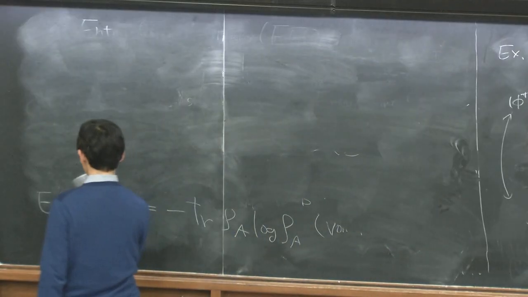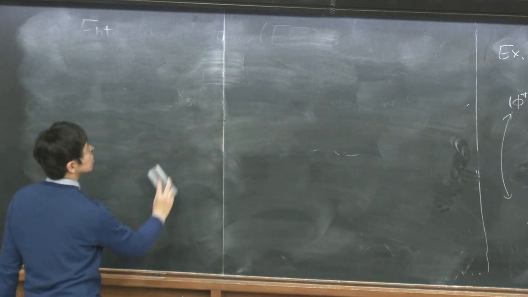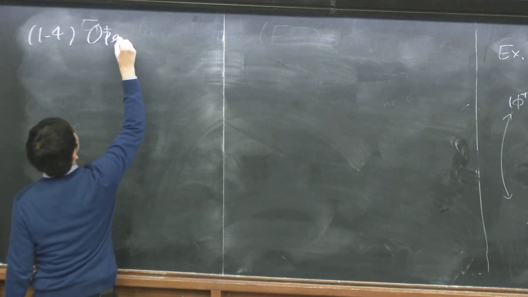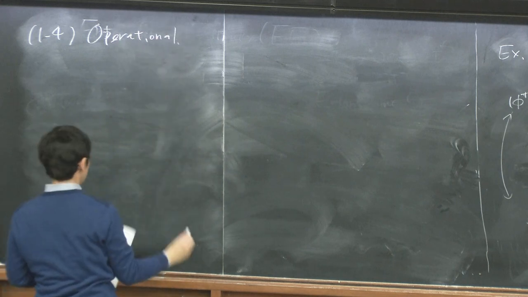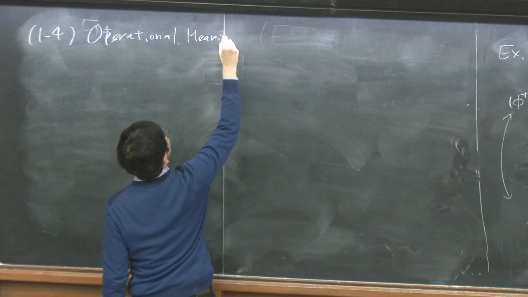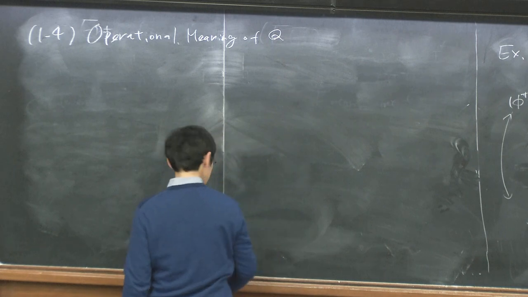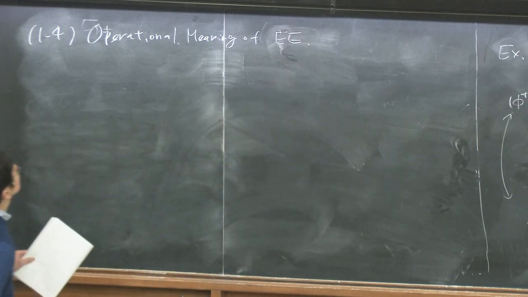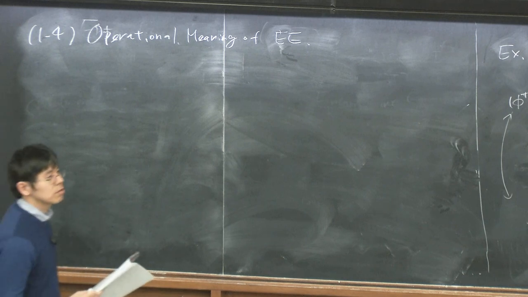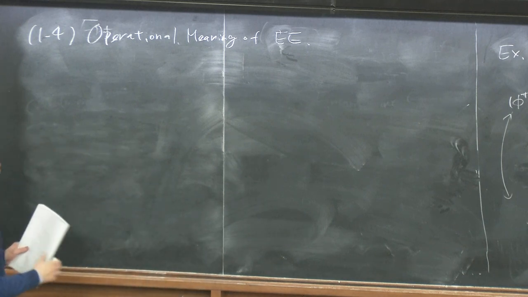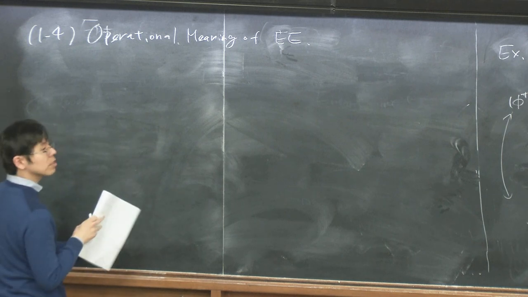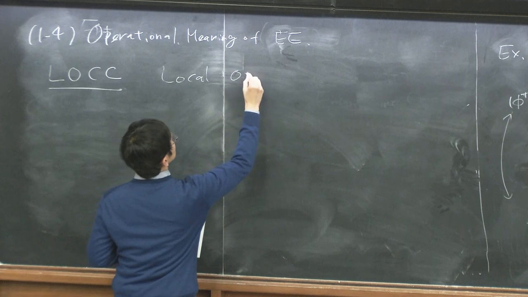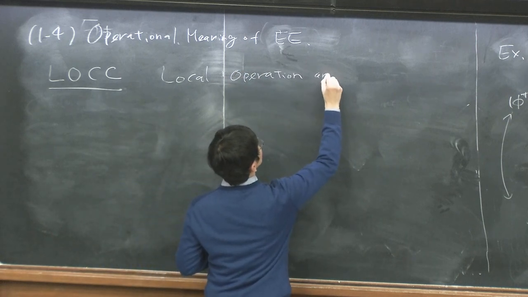So I just erase this part. You can see this as an operational meaning of quantum entanglement entropy. But for that we have to introduce some operation called LOCC. LOCC means local operation and classical communication.